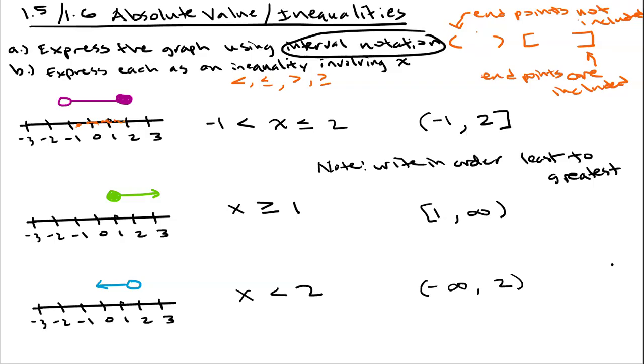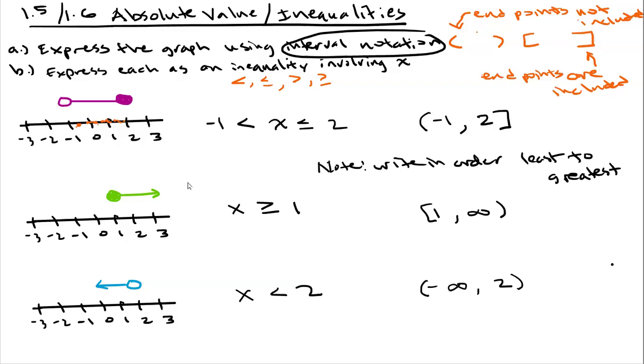Okay, like I said, I'm just going to do a quick recap on 1.5, 1.6, and 3.1, which you were supposed to cover on Thursday, which the sub told me you guys were able to cover. So 1.5, 1.6 was dealing with absolute value inequalities.